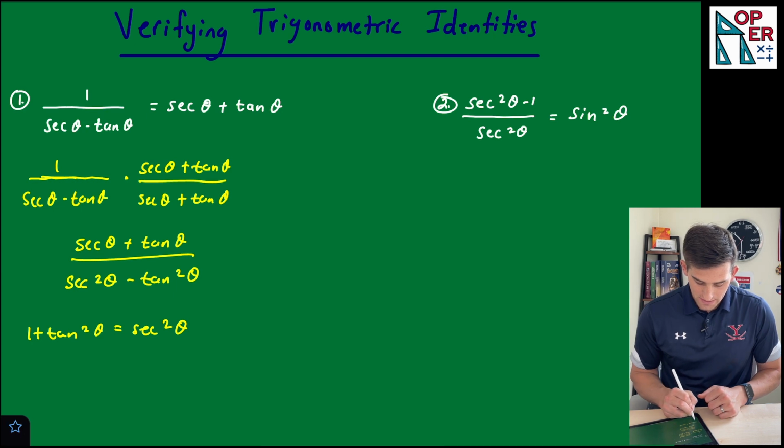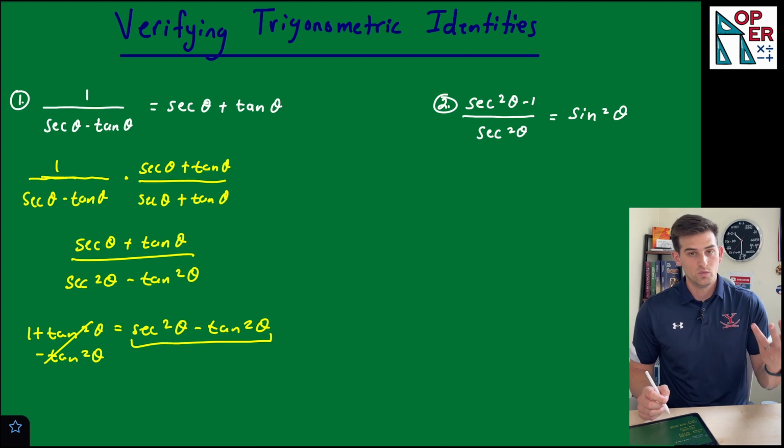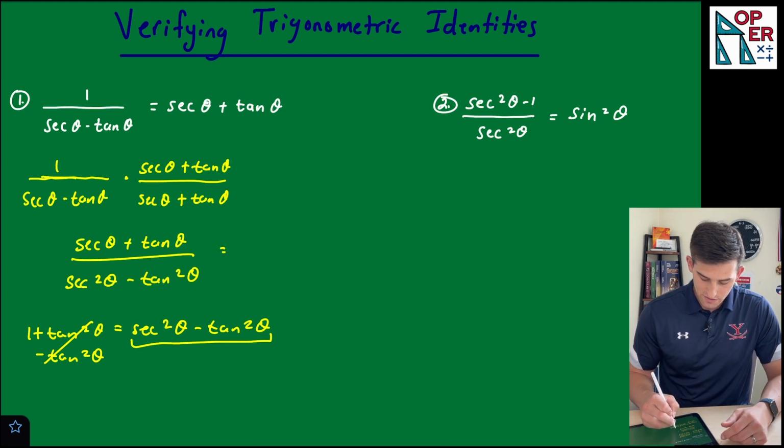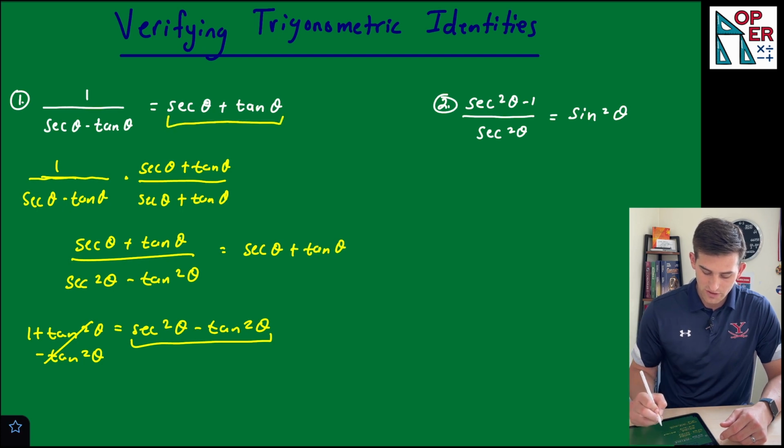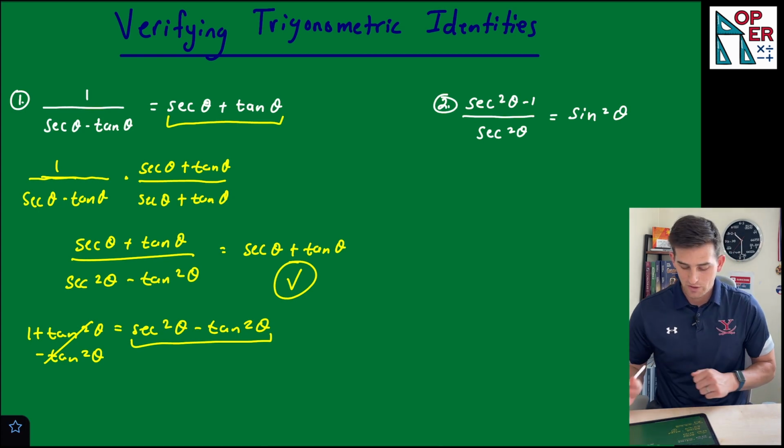Okay, so now let's say I subtract tangent squared theta here. So subtract tangent squared theta. Look what happens. This expression, which is in my denominator right now, is equal to 1. So this essentially just becomes secant theta plus tangent theta, which is what we were trying to get. So we'll give it a check mark. We verified number 1, okay?